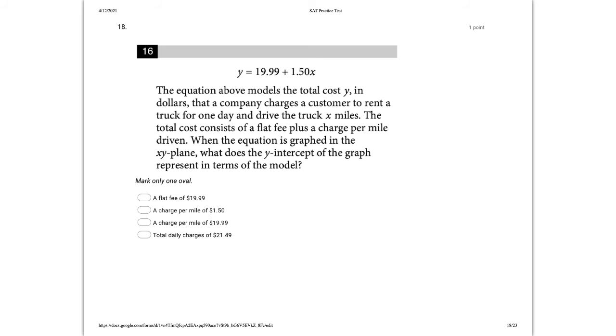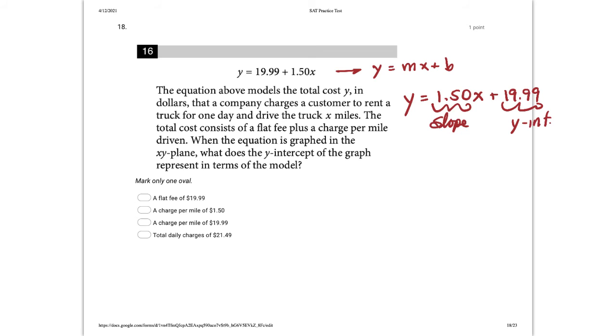18, we've got this equation here. This equation's not bad, except it's not in one of our standard forms, which is y equals mx plus b, slope-intercept. So I'm going to rewrite this equation, 1.50x plus 19.99. So my slope is right there, and my y-intercept is right there. See, the equation gives total cost, so y tells me cost in dollars that a company charges a customer to rent a truck for 1 day and drive the truck x miles. Remember, x is number of miles. So it must cost them $1.50 per mile.